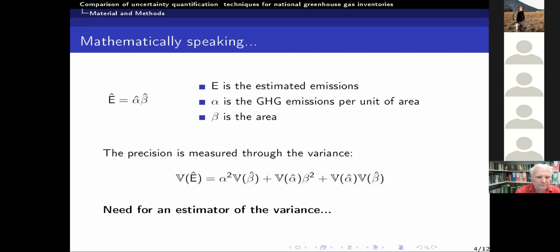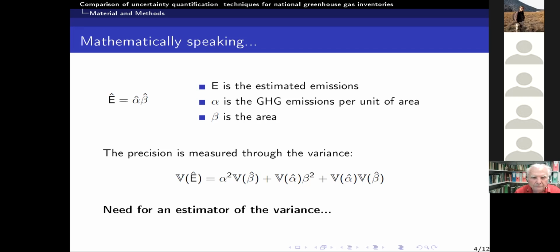Mathematically speaking, E is the estimated emissions, alpha stands for the greenhouse gas emission per unit of area, and B stands for the area. A simple example of a product of estimates in order to get estimated emissions would be that one. We would just multiply the estimated greenhouse gas emission per unit of area by the estimated area, and we would get the estimated greenhouse gas emissions.